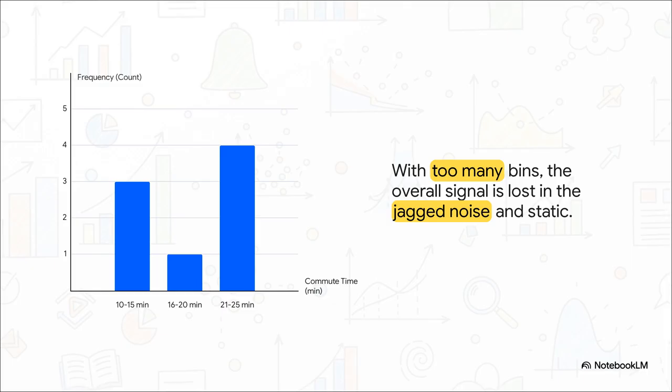Whoa, look at that. It's just noise. This is like trying to tune into a radio station, but all you're getting is static. Each of those little spikes is a tiny count, but we've completely lost the overall signal. The real shape of the data is totally buried under all this jagged noise. We can't see the pattern at all.